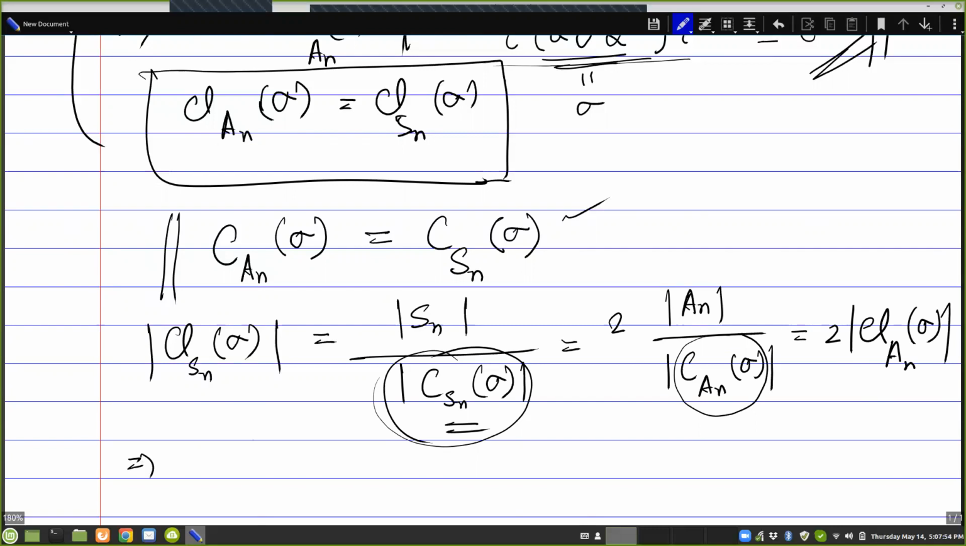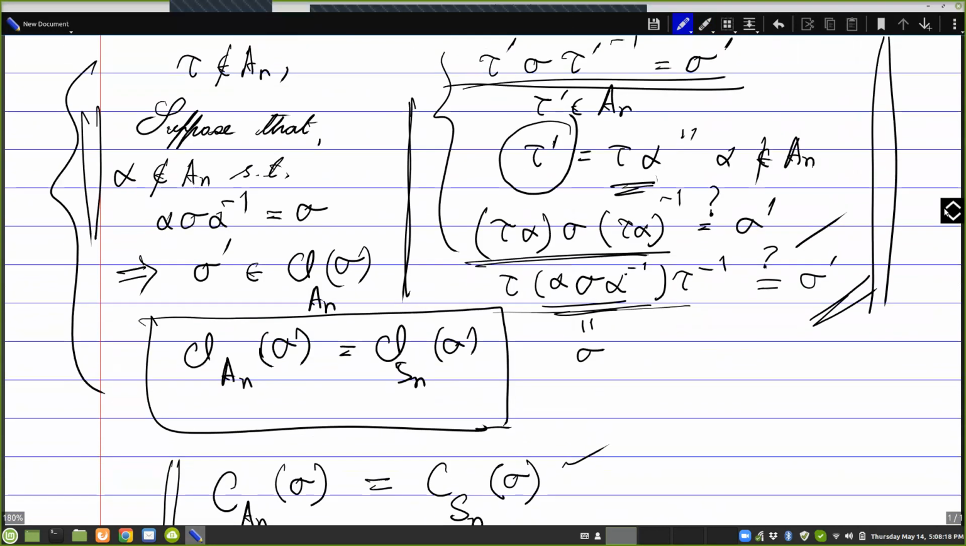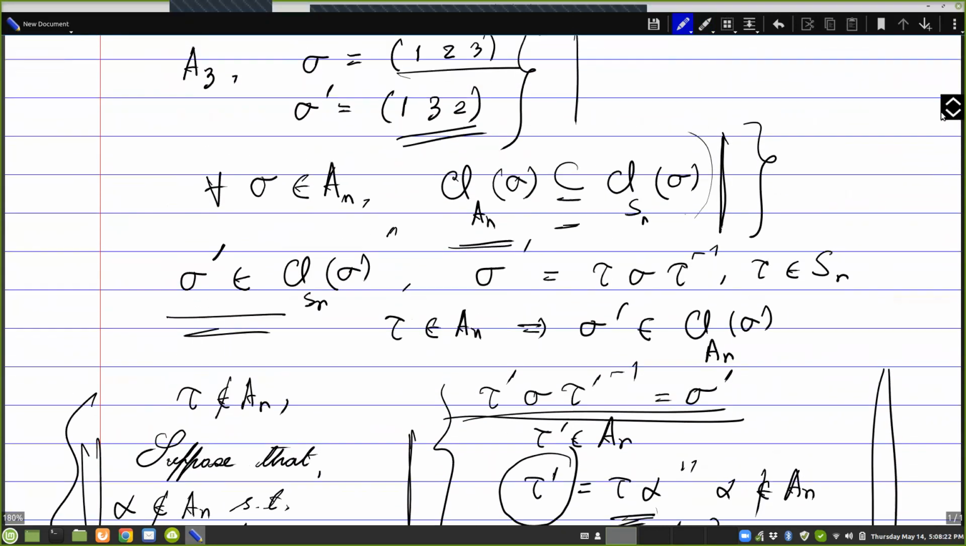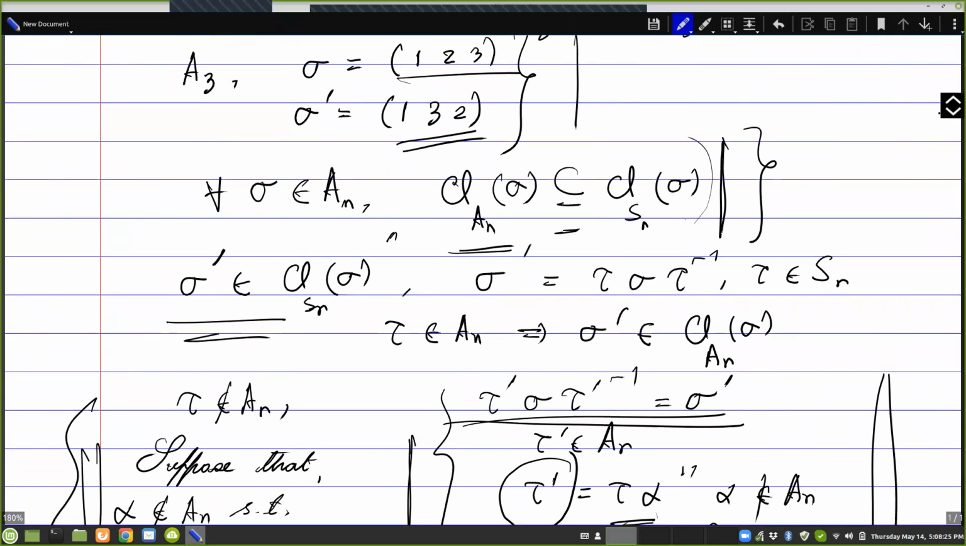So this implies that the conjugacy class of sigma in An is simply half the size of the conjugacy class of sigma in Sn. In fact, we will also show something interesting. We have just seen that if there is no such odd permutation which commutes with sigma, then the size of the left hand side just becomes half of the size of this.